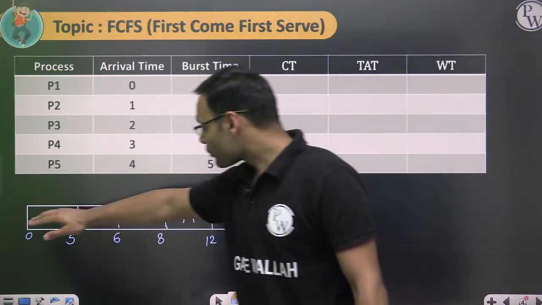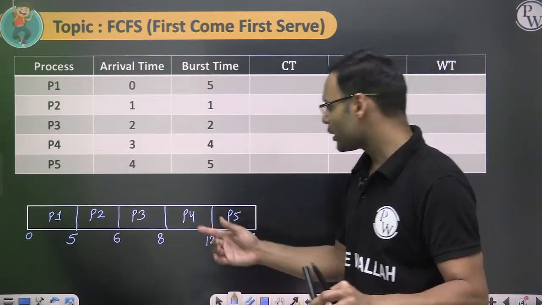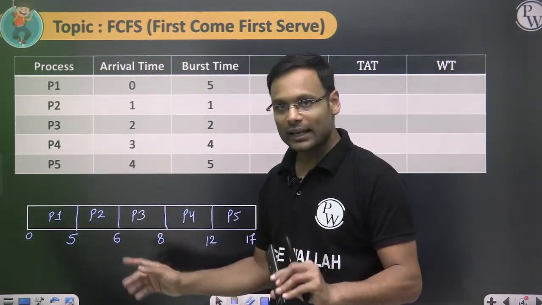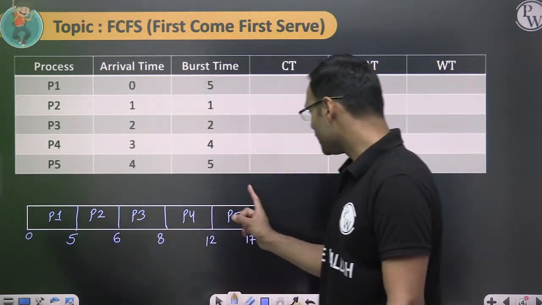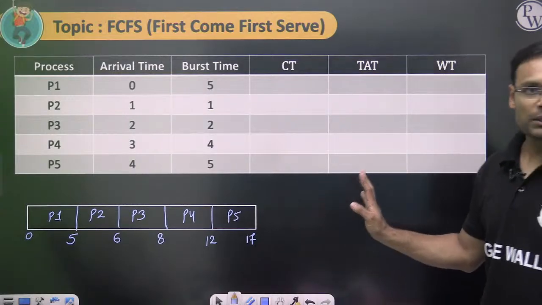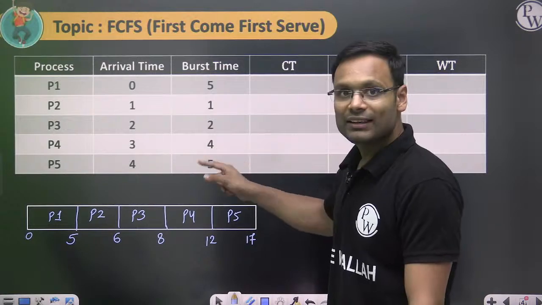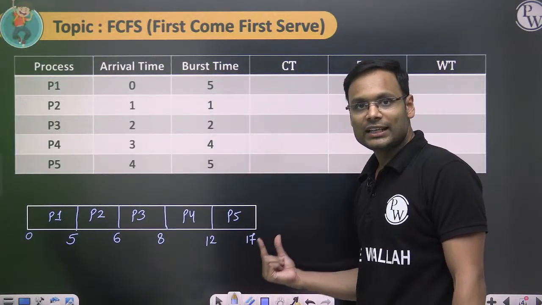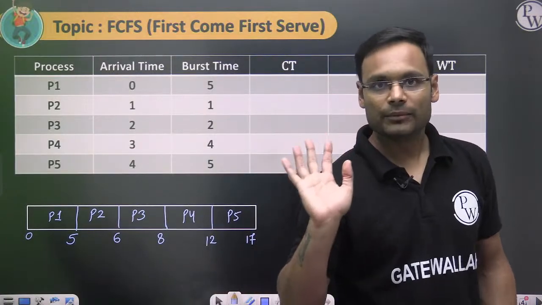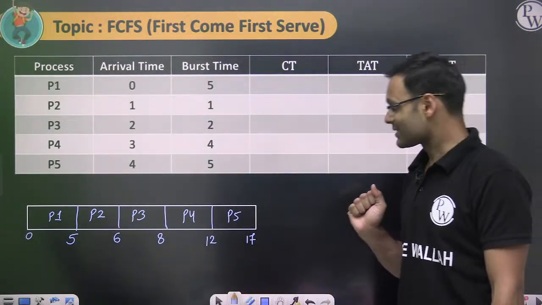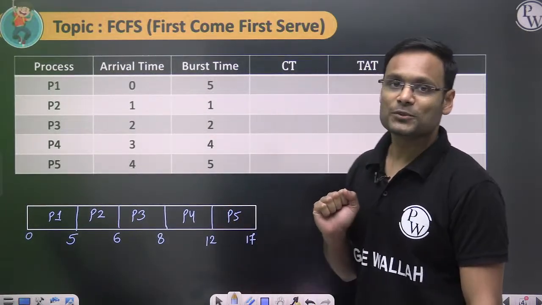How? If all the processes are running one by one, there is no free time for the CPU. The CPU is running all the time. Yes, 0 to 5 P1 was running in the CPU, then P2, then P3, then P4, then P5. No free time for the CPU. So the total time required to run all the processes is 17. From 0 to 17, all the processes will be completed. So you can verify your answer like this. This is a trick. Not all people will explain this to you.